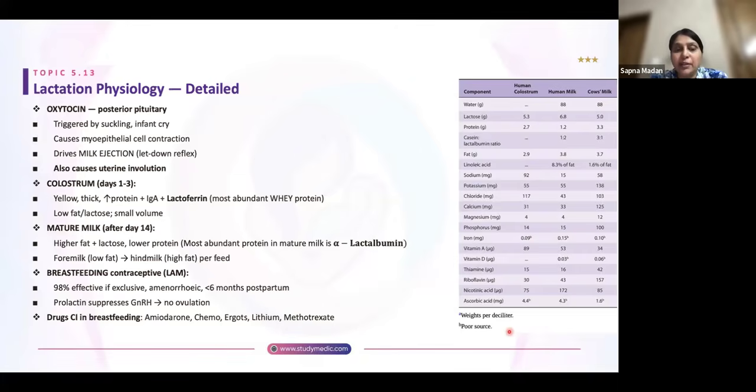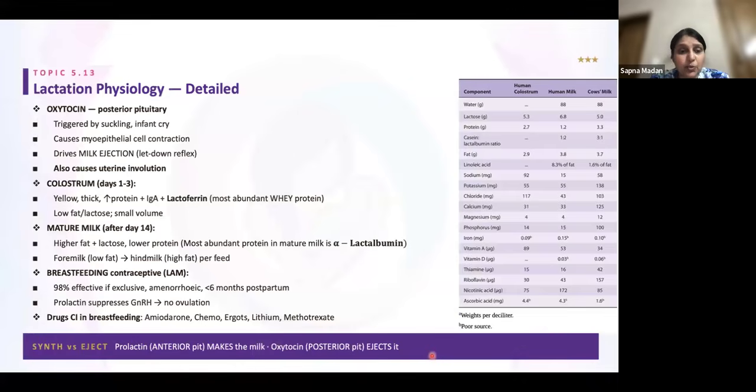The drugs contraindicated in breastfeeding are amiodarone, chemotherapy drugs, ergots, lithium, and methotrexate. These are the most commonly asked questions. This table is important because a lot of questions have asked which is the predominant carbohydrate, which is the predominant protein. So this table is important, and please take a screenshot.